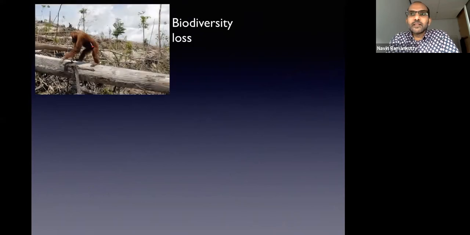Firstly, when we clear lands, when we cut down forests for producing food, that results in a whole bunch of species losing their habitats, and it results in what we call biodiversity loss, sometimes even species extinctions.